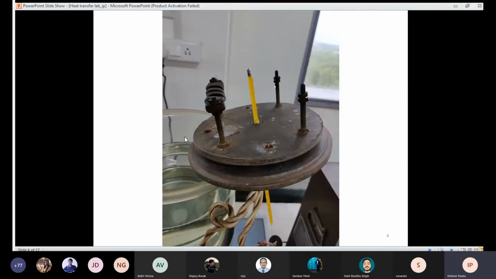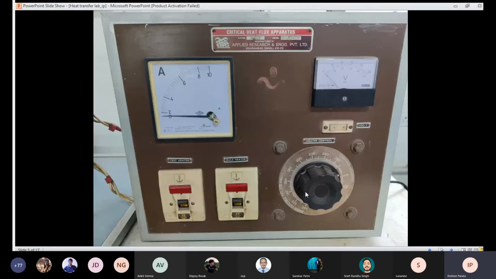This is the top part of it. This is our thermometer. Here, this one already broke. So yeah, this should be the thin wire, and yes, the ammeter and then the voltmeter. This variac you'll be using to change these ammeter and voltmeter readings. Like you can change your input. So the test heater is your wire, and the bulk heater you'll use to heat your water.